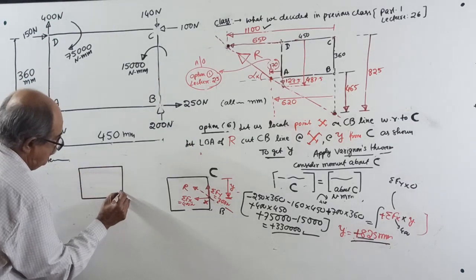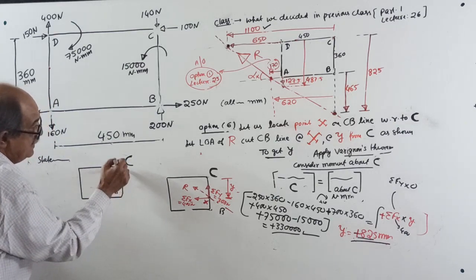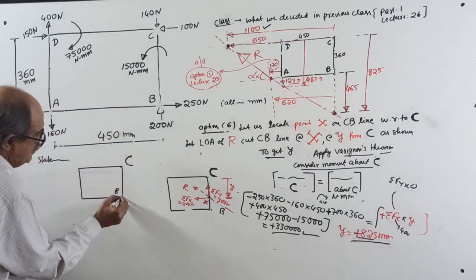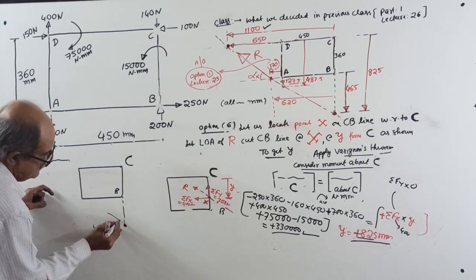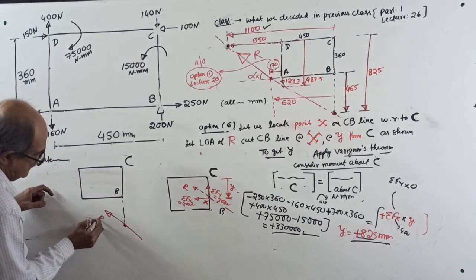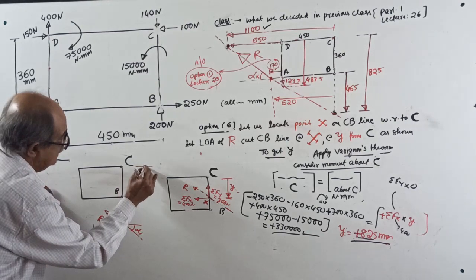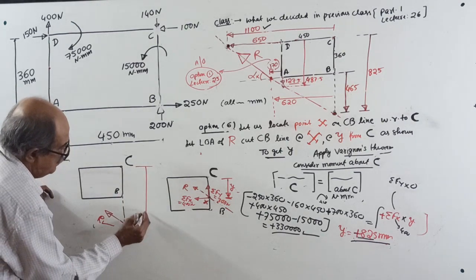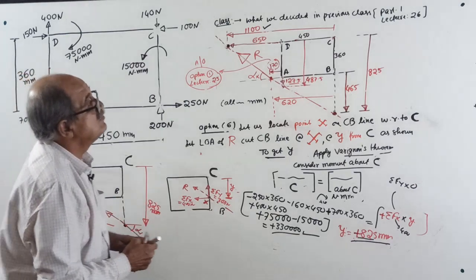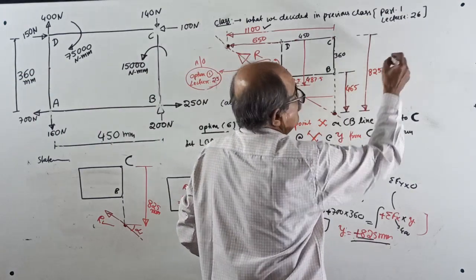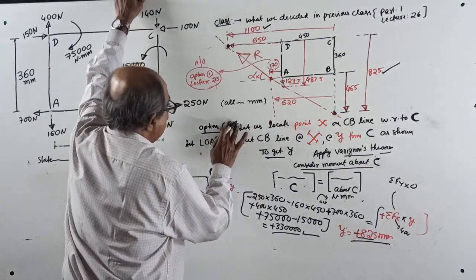Therefore, finally, see the statement. The resultant will be, if this is C, this is B, from here you have to come below by 825, somewhere here. Mark the resultant answer, mark angle alpha X, and write from C below by 825, no minus now, millimeter. Perfectly correct. Okay, now option 7.